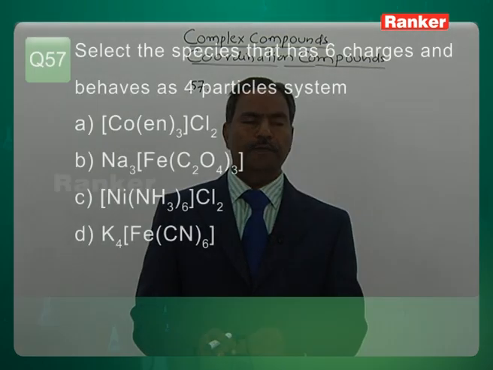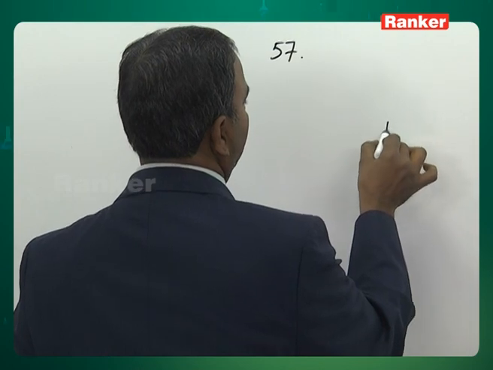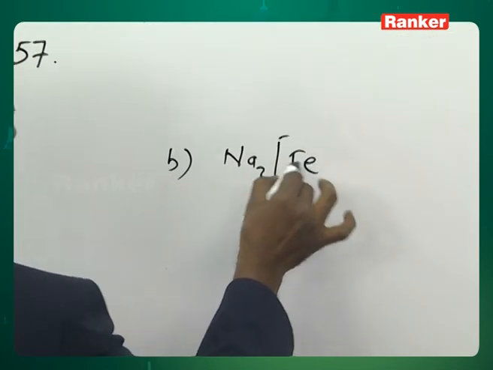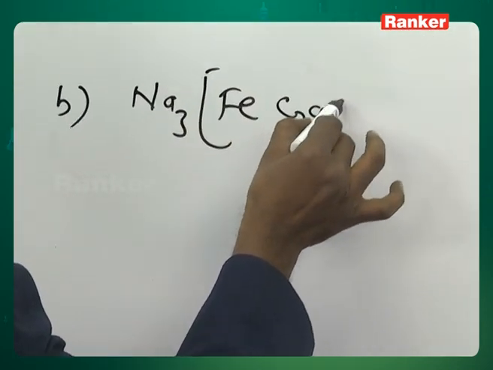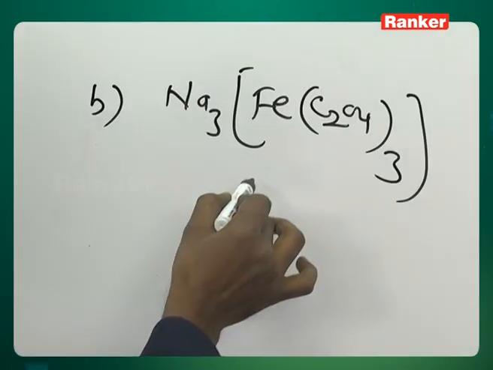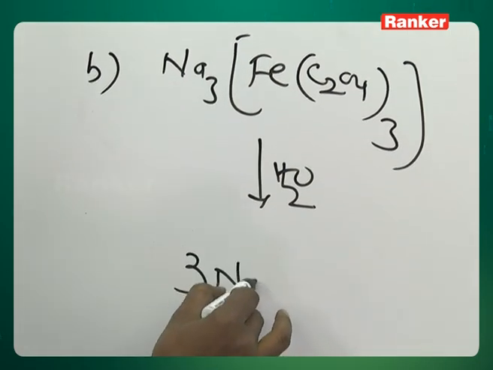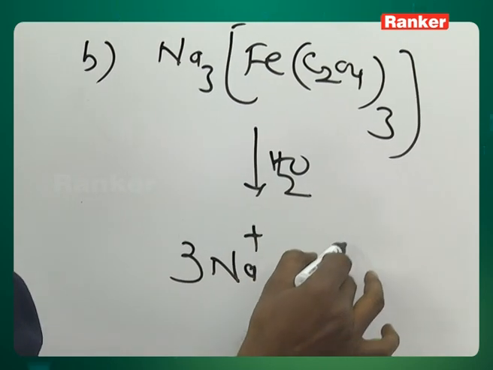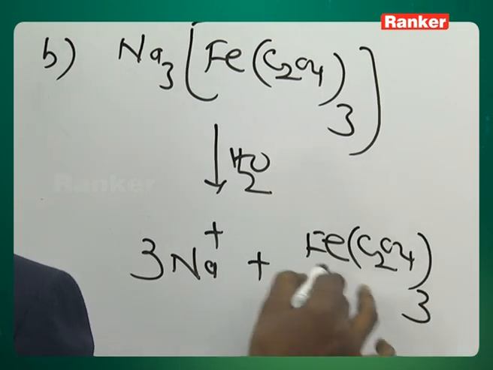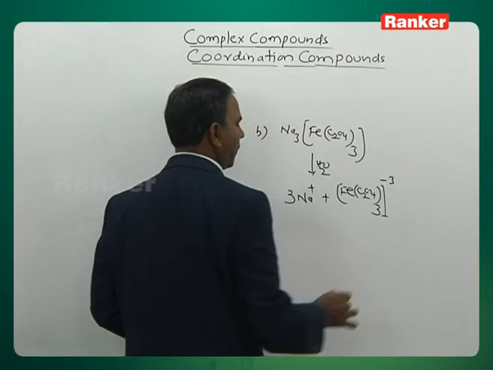Coming to option B, Na3[Fe(C2O4)3]. That I am writing as option B. I am writing Na3, Fe, C2O4 taken thrice. This is the complex, option B. Once you put this in water, take an aqueous solvent. How does it ionize? Look here. It is 3 Na plus plus 1 complex, [Fe(C2O4)3], that will be minus 3.